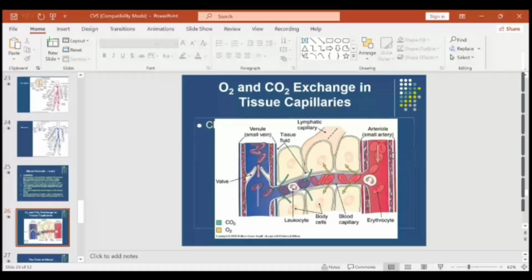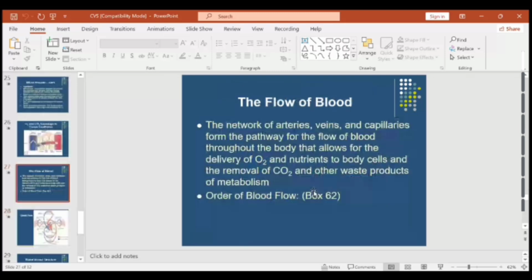Okay, so on your screen, you can appreciate that diagram where we have an artery on this side and veins on this side, and it shows that we have the valves in the veins. In between we have the lymphatic tissues, and we have the blood cells here, RBCs, body cells, and we have diffusion between the blood and the tissue, and we call that the internal respiration.